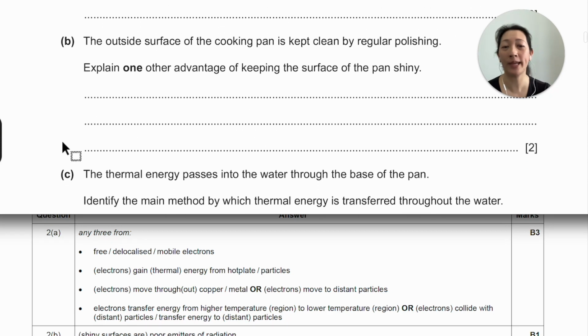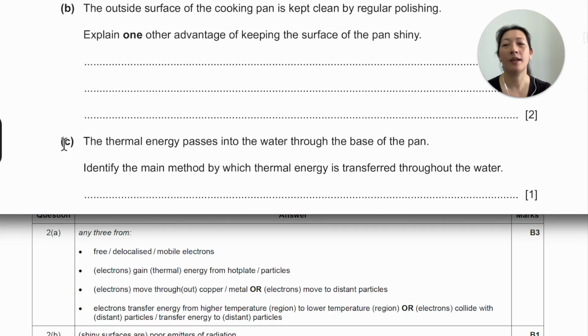Now let's move on to B. The outside surface of the cooking pan is kept clean by regular polishing. Explain one other advantage of keeping the surface of the pan shiny.